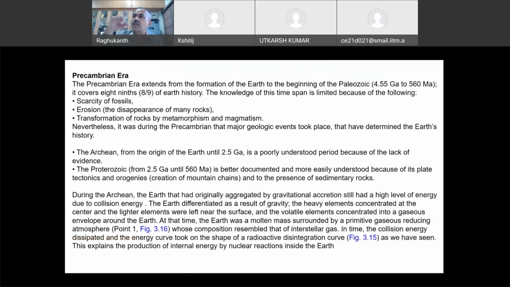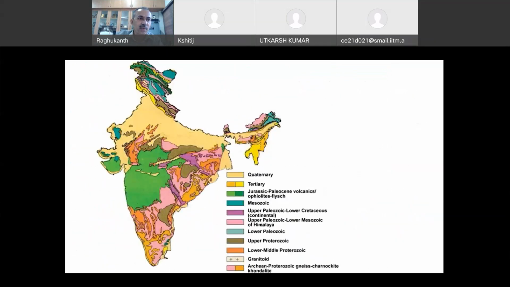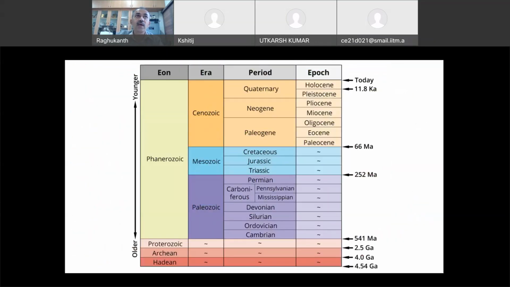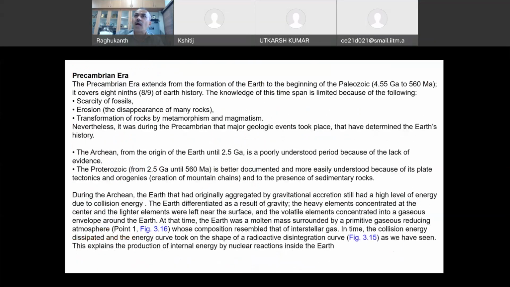Out of 9 parts, 8 parts is controlled by these three Precambrian eras: Hadean, Archean, and Proterozoic. Okay, so this is what it controls. And of course, as I already told you in Professor James Head's lecture also, he would have told you, we don't have any information about these three. Only one rock here, there, some fossils are there, but we don't have detailed information about these things.